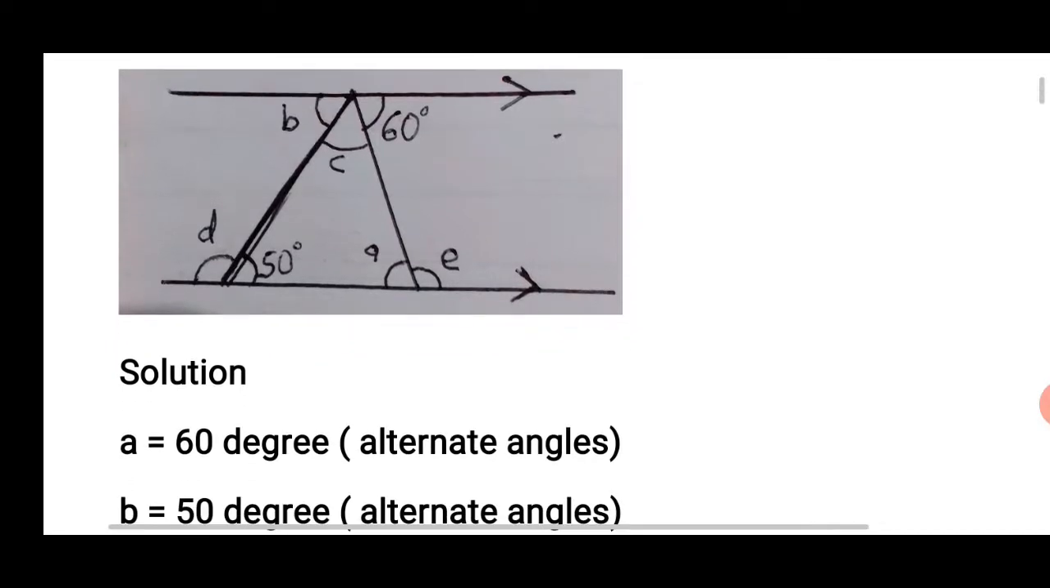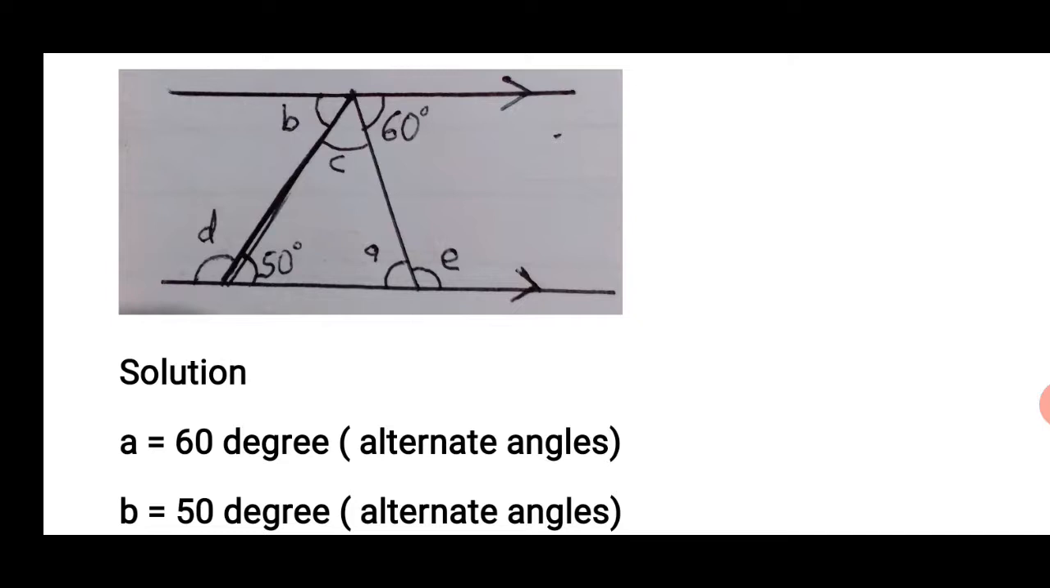Alternate angles are equal. So we are going to write A is equal to 60 degrees. Then put the reason inside brackets: alternate angles. Angle A is alternate to angle 60. So A is equal to 60 degrees. That is it. Then now move to B.